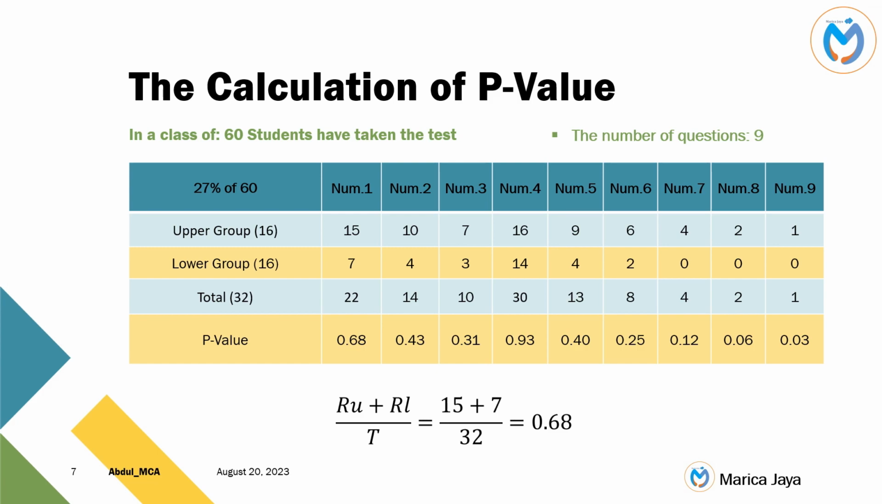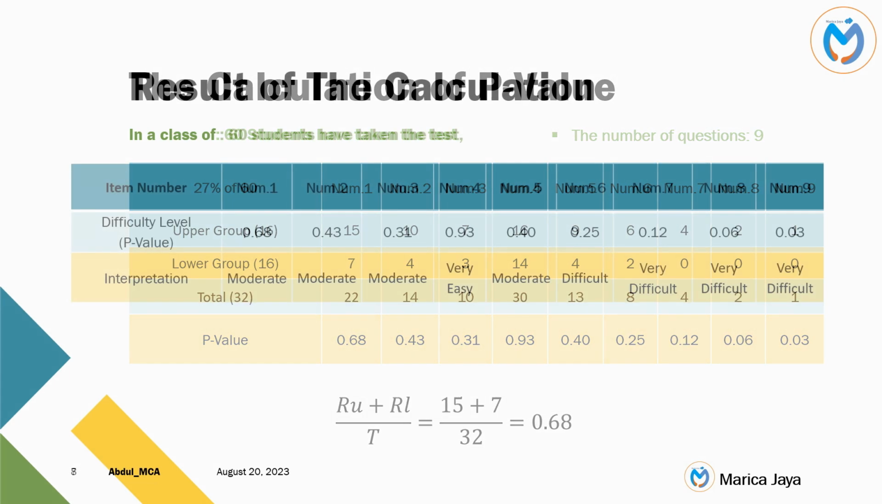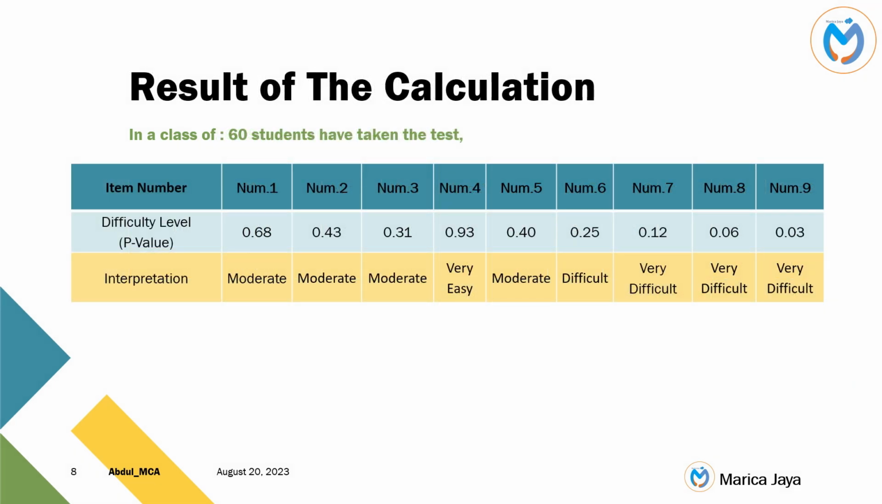The calculation continues until item number 9. In item number 9, there's only one student in the upper group who got the item correctly and none of the students in the lower group got the item correctly. So 1 plus 0 divided by 32 equals 0.03. With all the p-values in hand, here we come to the results of the calculation. The interpretation of the results of the calculation is shown in the following table.